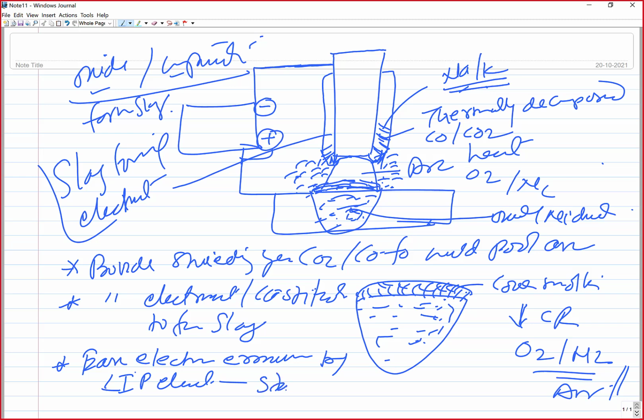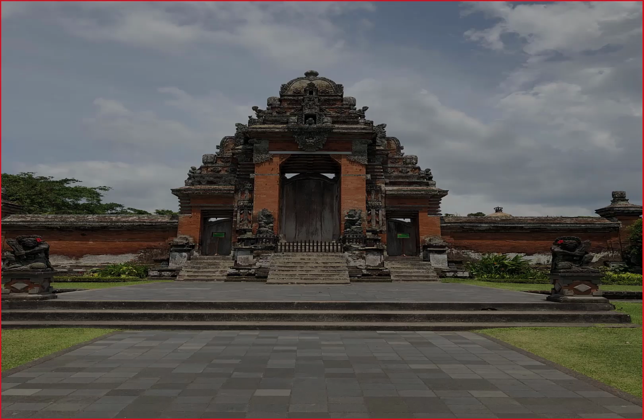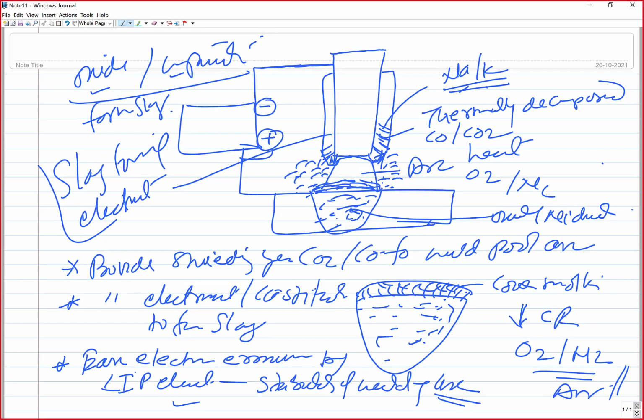These help in arc stability of the welding arc. So the point is simple. The coatings help in improving the arc stability, due to the presence of these low ionization potential elements present in the coatings.